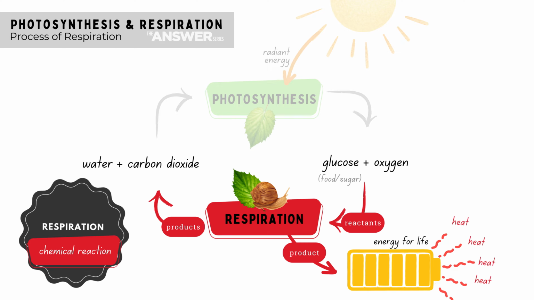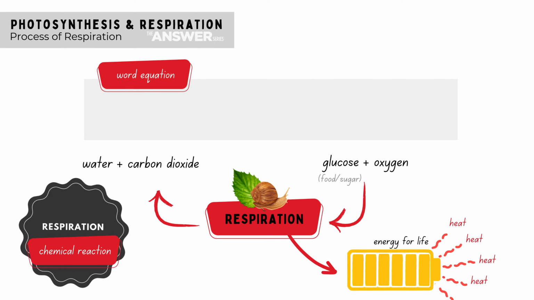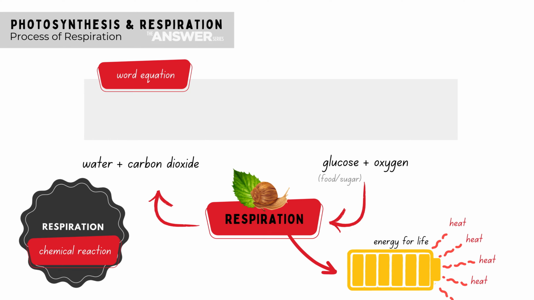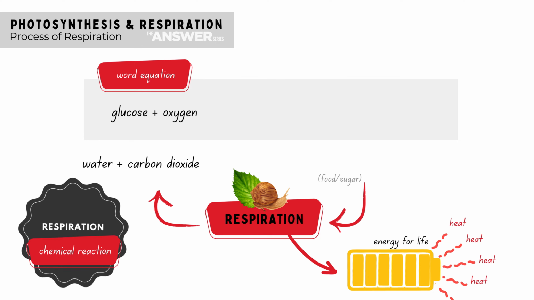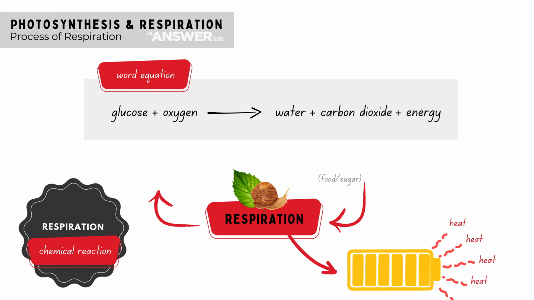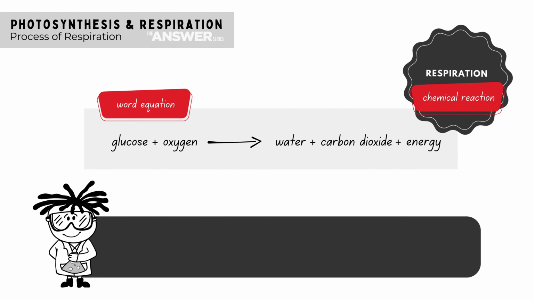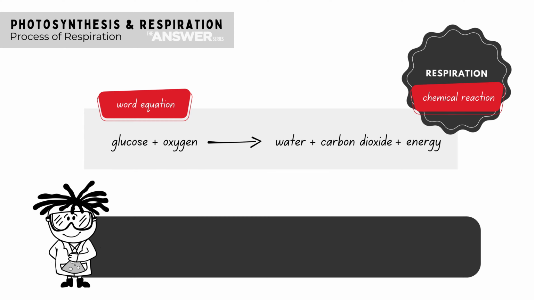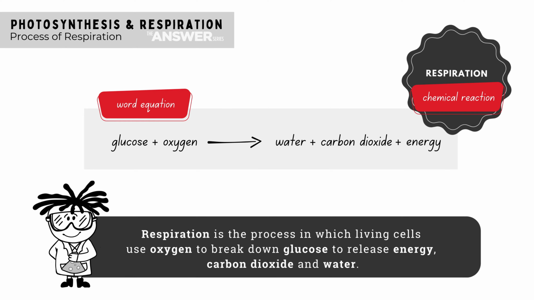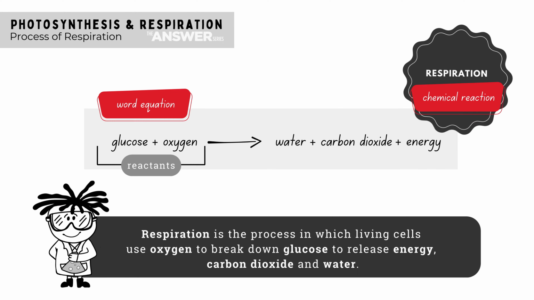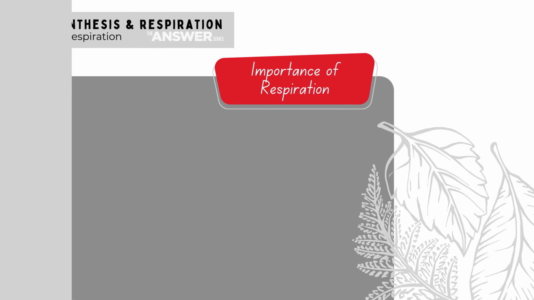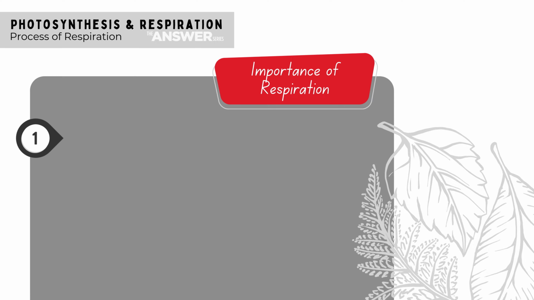As respiration is a chemical reaction, we can write a chemical word equation for the reaction, and it looks as follows. Glucose plus oxygen is converted into water, carbon dioxide, and energy. The components of the word equation can be used to write a definition for respiration. Respiration is the process in which living cells use oxygen to break down glucose to release energy, carbon dioxide, and water.